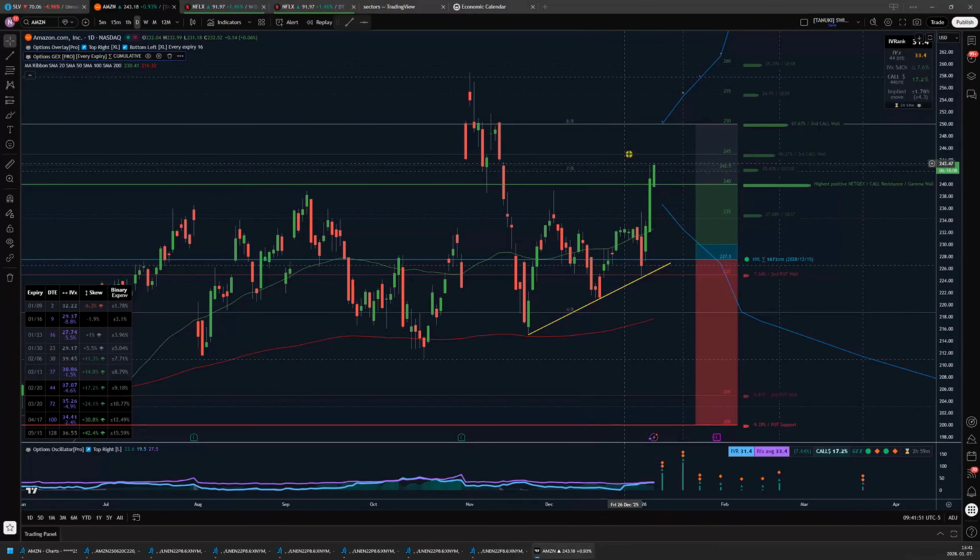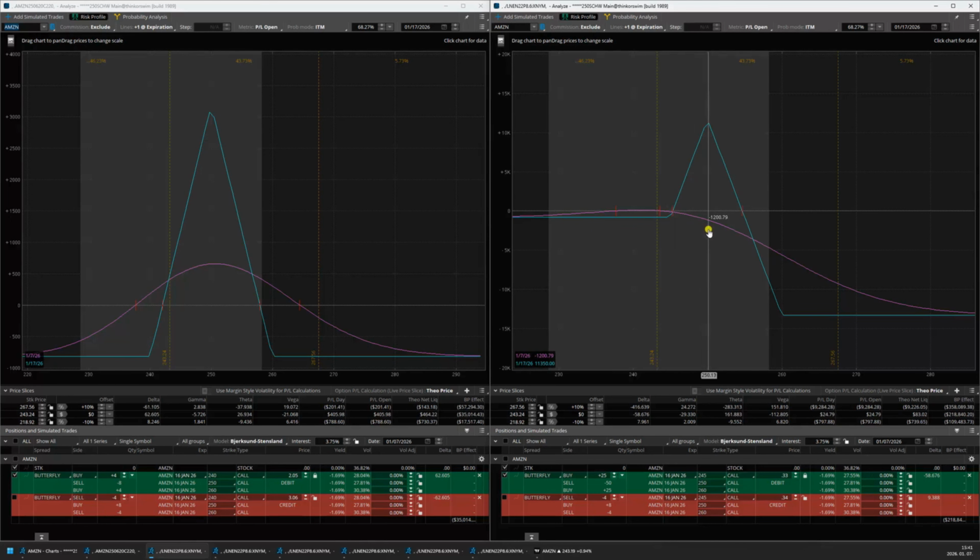And if Amazon shoots up from this price level right now, for example, to 250, then the broken wing butterfly will make a loss, and this will make a huge profit if it goes in the middle of the standard butterfly strikes. So it's very important to know ahead of choosing the right strategy whether you expect the market to stay sideways, go a little up, or be very directional. If you want to go very directional, go with a standard butterfly.